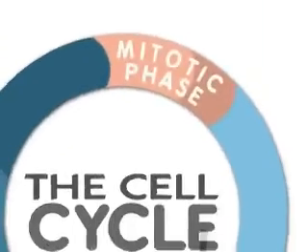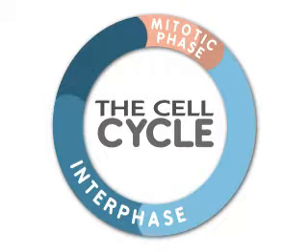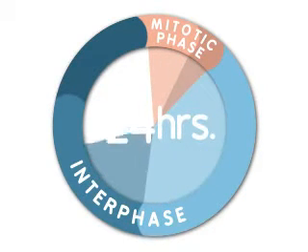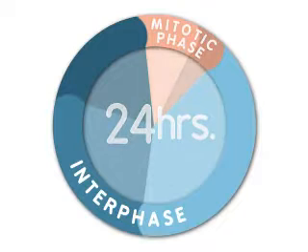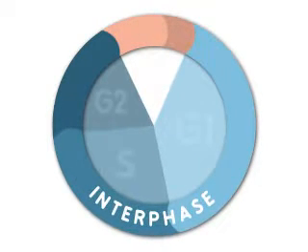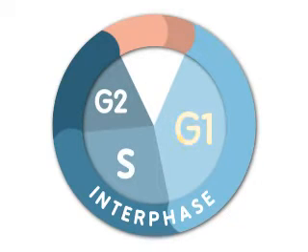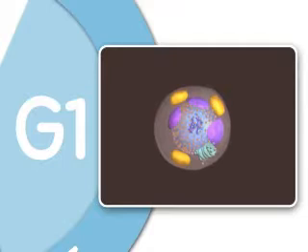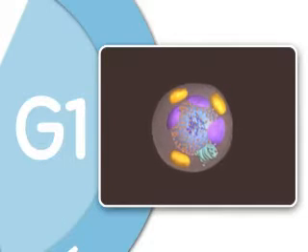Mitosis is only one part of what is called the cell cycle. For many eukaryotic cells, a cell is duplicated every 24 hours. Most of the life of a cell is spent in interphase. Interphase consists of three stages called G1, S, and G2. G1, or gap 1, is the first growth stage of interphase.